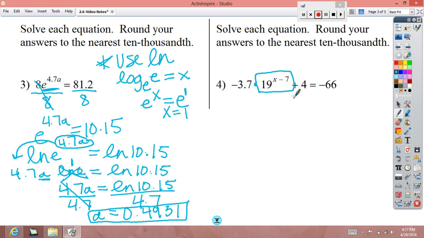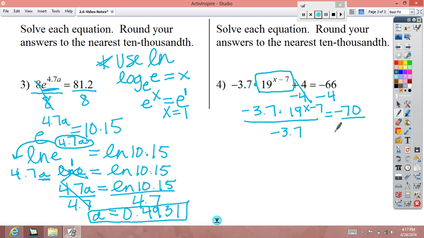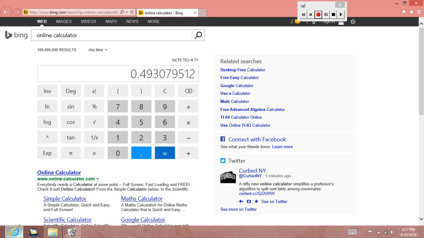First thing I'm going to do is subtract this 4 to the other side. Okay? Now I have negative 3.7 times 19 to the x minus 7 equals, this is negative 70. Okay? Again, I'm trying to get this term by itself. This is multiplied, so I'm going to divide by the negative 3.7. So 19 to the x minus 7 equals, whatever this is, negative 70 divided by negative 3.7.